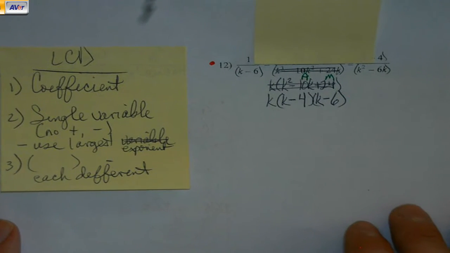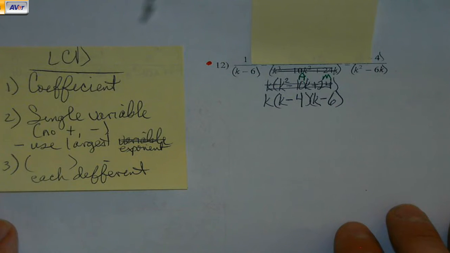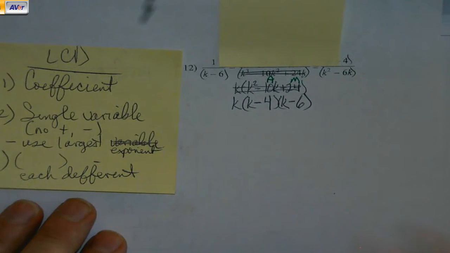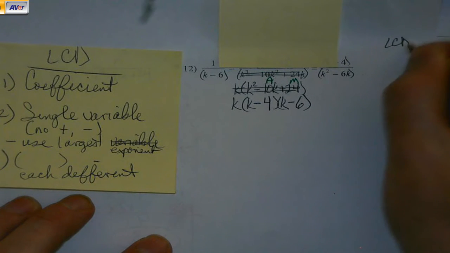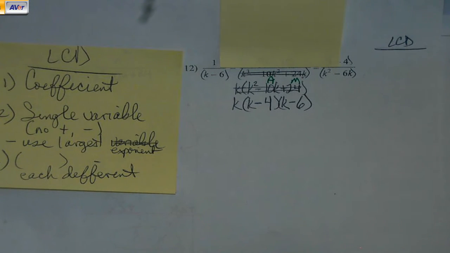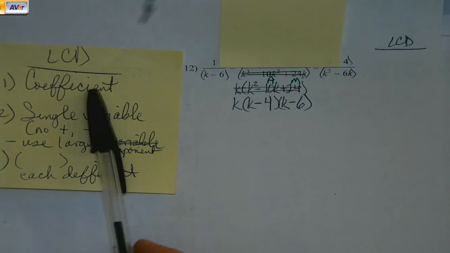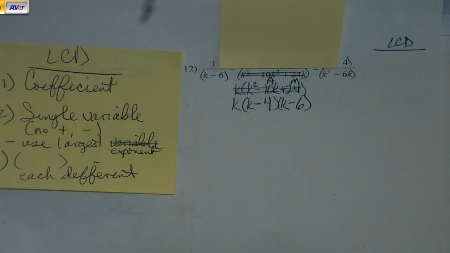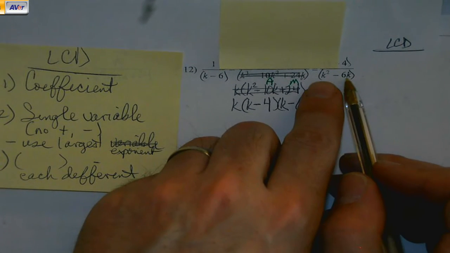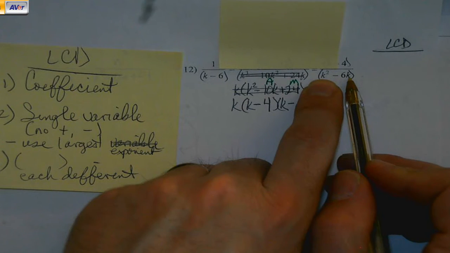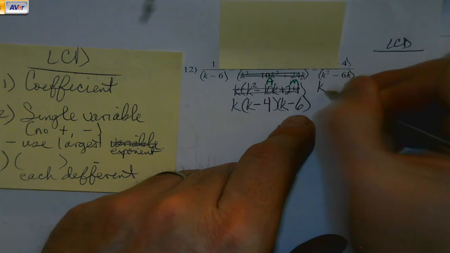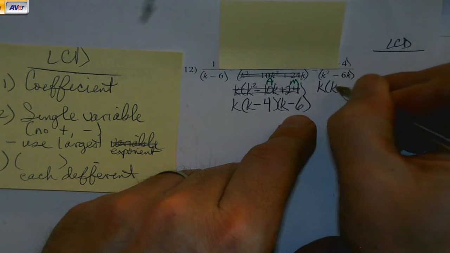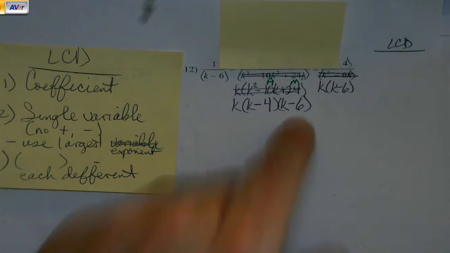So once I've done that, now I'm ready to build my LCD. I start working my way down my checklist. Okay, coefficient, I don't have any numbers hanging out in front. Oh, dang. I did miss one. I didn't even think about my last term here. Again, I've got a K in common. Man, lucky we saw that. That would have been some extra work. So we'll factor that out.